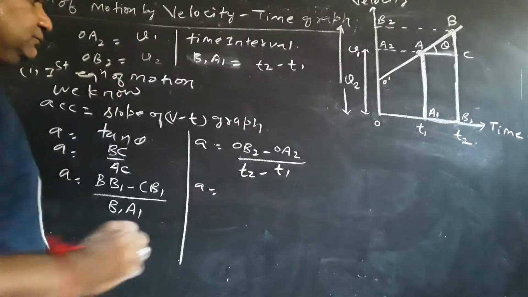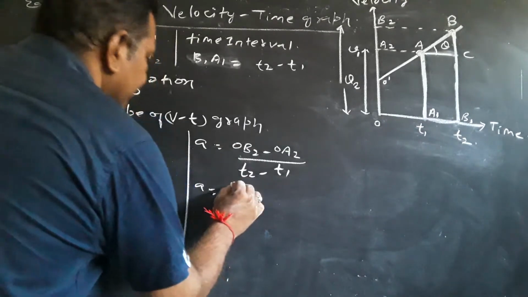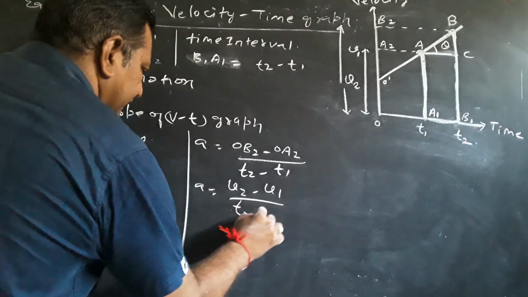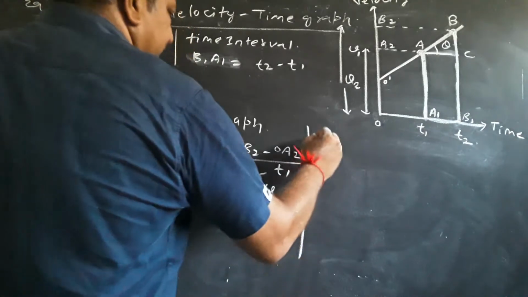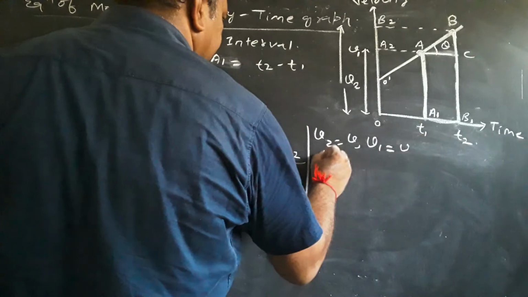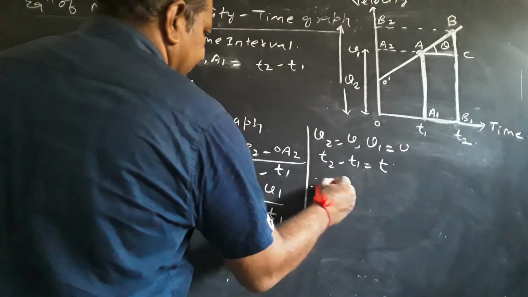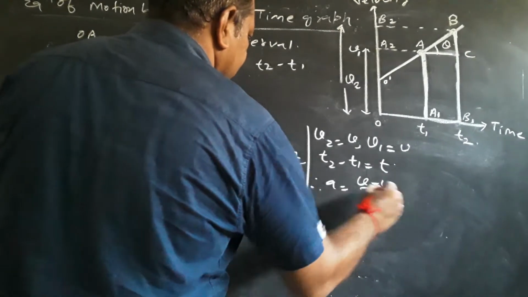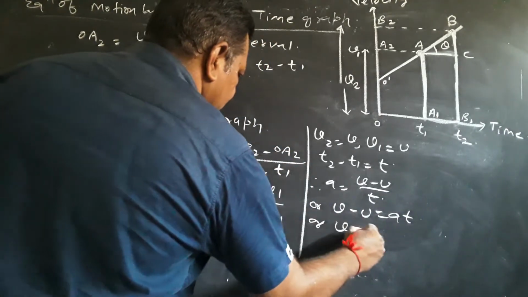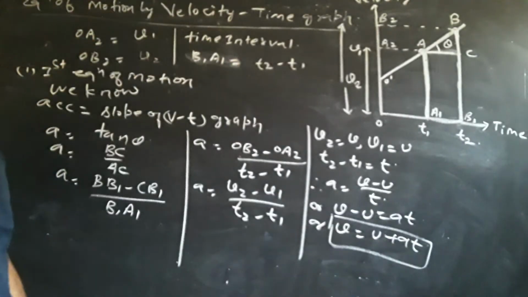A is equal to OB2 minus OA2, that is V2 minus V1, by T2 minus T1. Let me suppose V2 is equal to V, V1 is equal to U, and T2 minus T1 is equal to T. So we can write A is equal to V minus U upon T, or V minus U is equal to AT, or V is equal to U plus AT. This is the first equation of motion.